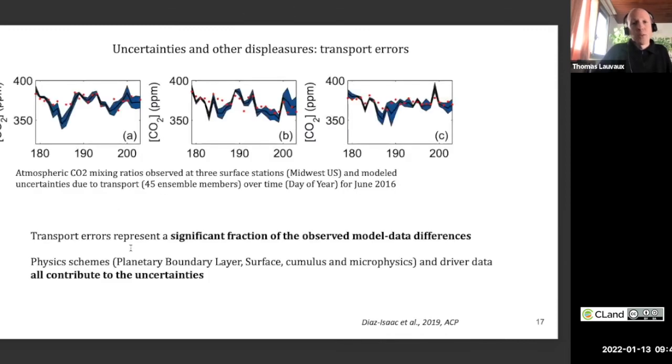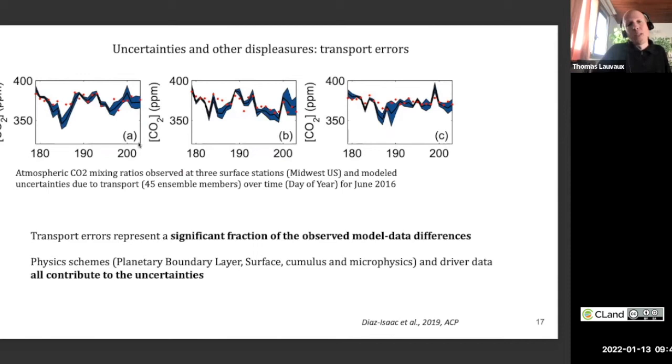So this is how it looks if you run the model, and this is a very simple example. This is the same Midwest example, three towers. You run the model using different physics and different driver data. When I say physics, I'm talking about the planetary boundary layer, the surface scheme, the cumulus parameterization, the microphysics, the convection schemes. And you have that blue spread, and the red is the observation. You see that in most cases, just because of the transport errors, we were able to explain the mismatch between the model and the observations.